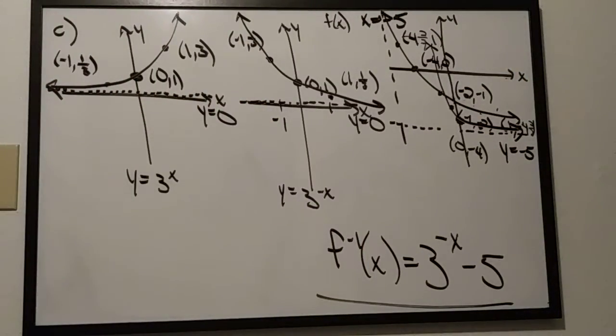Now, as you look at the board, you're going to notice that I graphed this graph of f inverse on the same coordinate axes that I had graphed f of x earlier from part A.